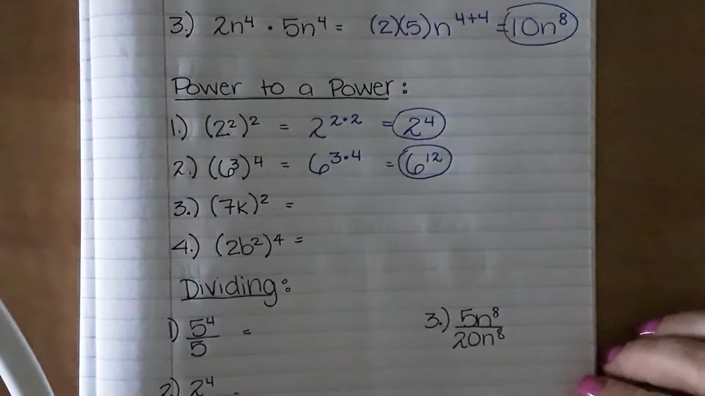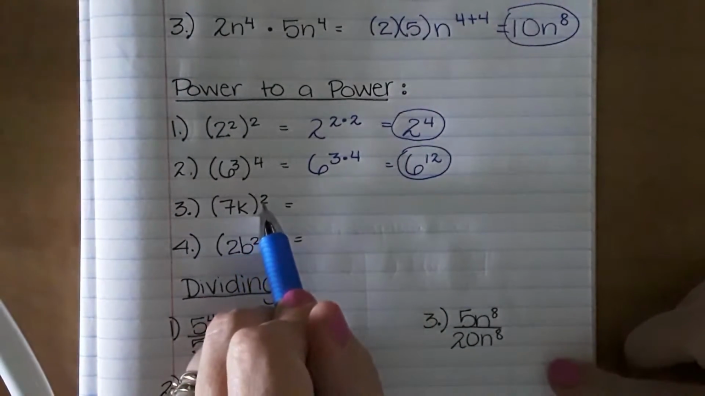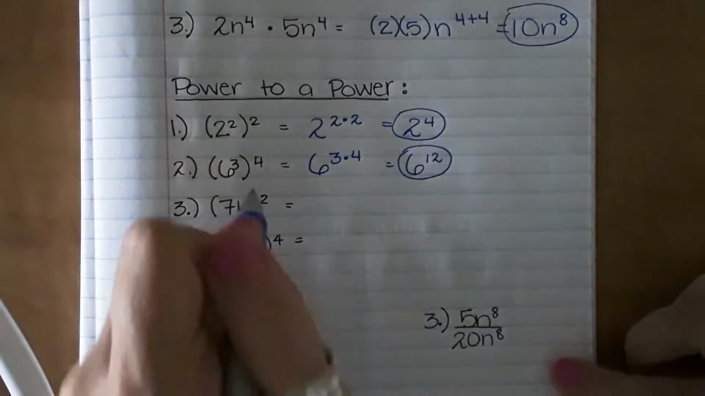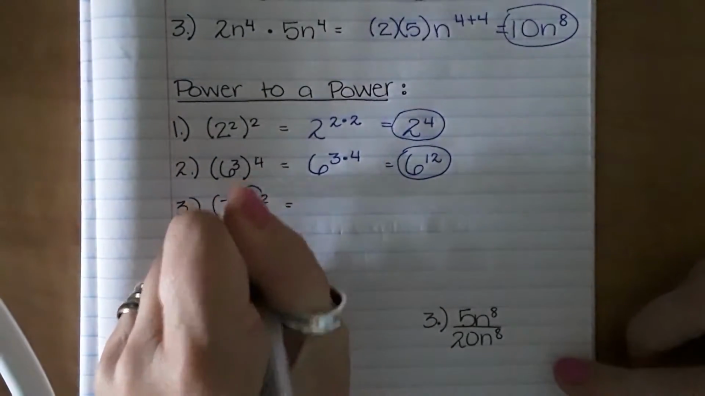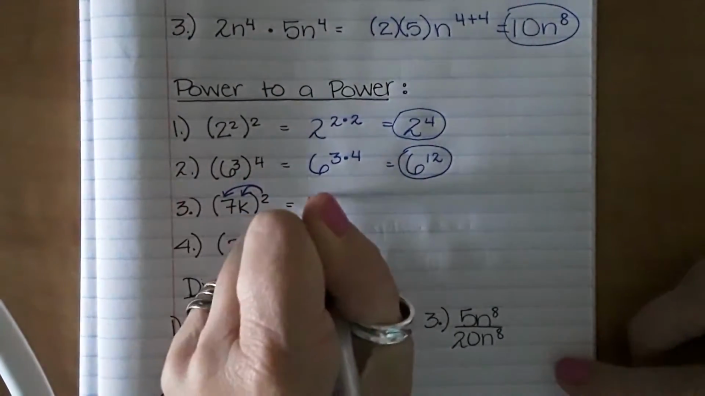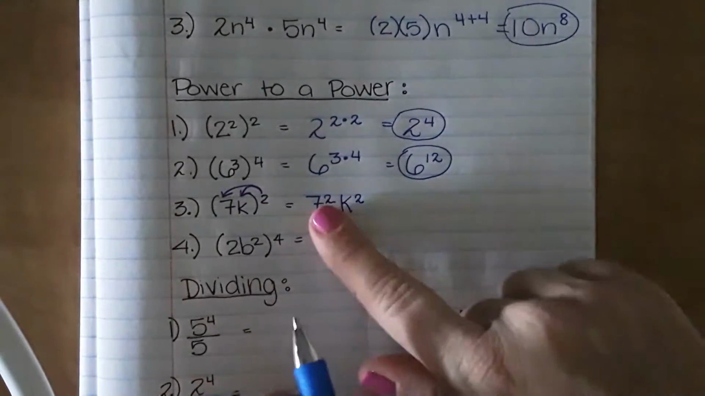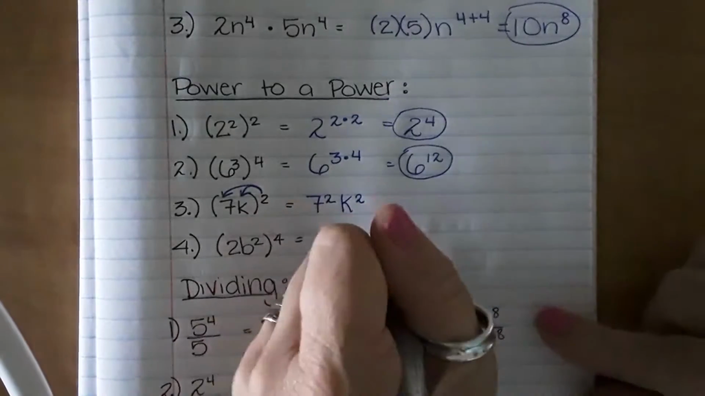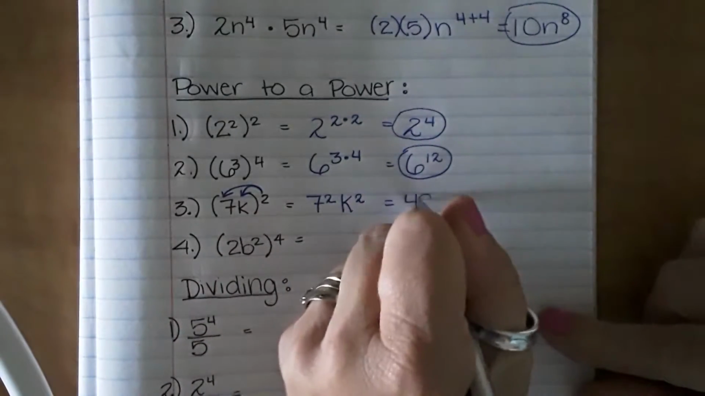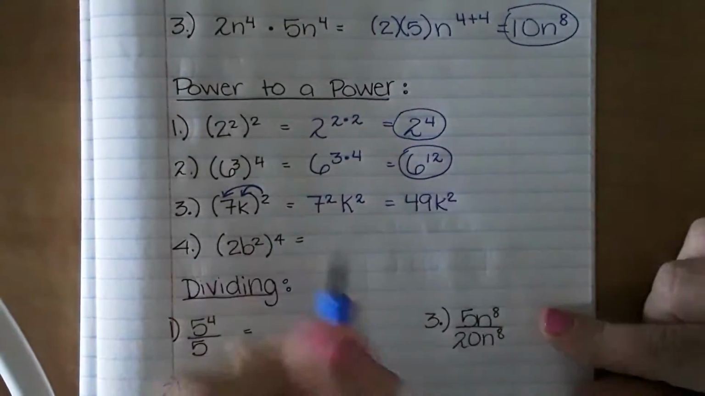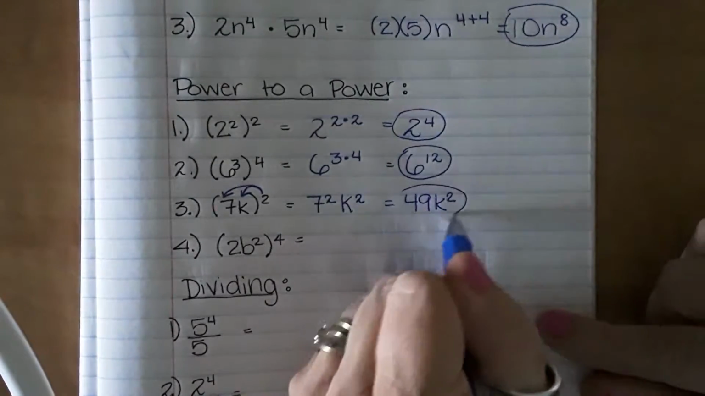If I look at example 2b, this is similar. I have to distribute that second power to both components inside the parentheses. So I'm going to say 7 squared, and then k to the second power. 7 squared means 7 times 7, which is 49, and then it's just k to the second power.